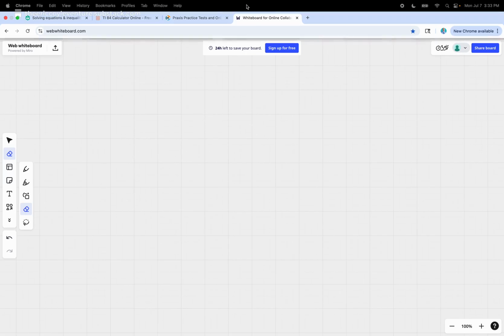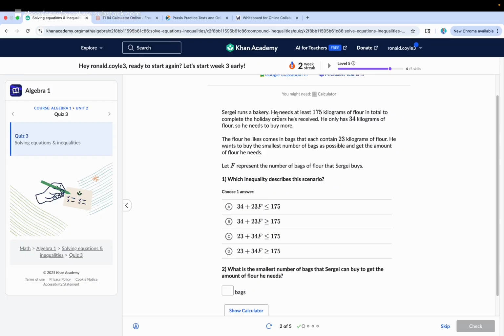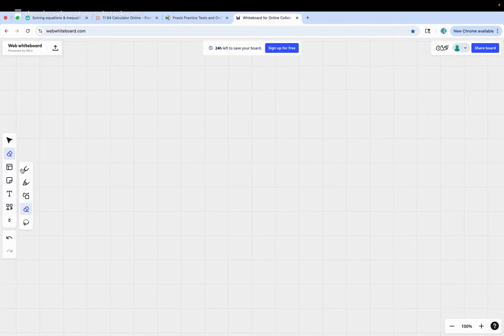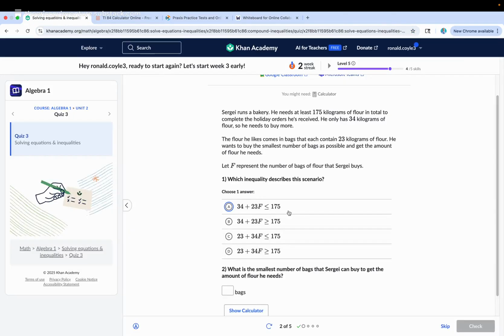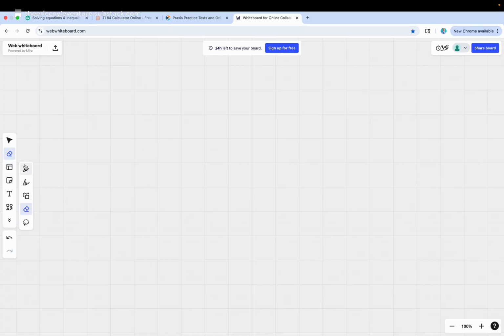Okay, cool. Alright, let's take a look at this bad boy. So I need at least 174. I have 30. I have 34, and it's 23 kilograms of flour. So what I basically have here is, and I'm going to let F represent bags of flour. Okay, so I have 23F, but I don't know how many I need.